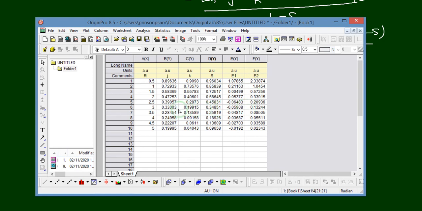Okay, and now you can see that if you look at only the R value and how the E1 value is changing. Okay, see, the R value is 0.5 and at that time the E1 value is 1.07.